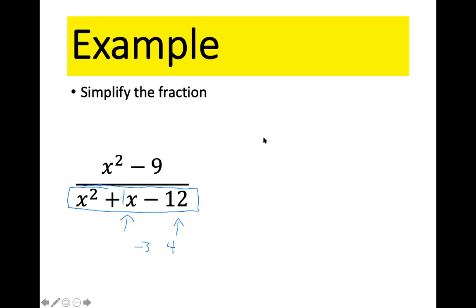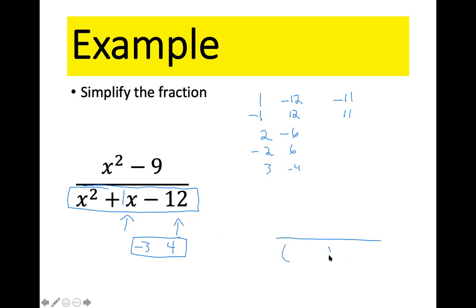If you can't figure this out, then you just go through all the possibilities. 1 times -12 is -12, that adds up to -11. Didn't work. -1 times +12 multiplies to -12, it adds up to 11. 2 times negative, you see what I'm doing? I'm just going through all the possibilities until we arrive at the one. None of these add up to +1. The one that adds up to +1 is this one. Okay? So -3, +4. So we're going to rewrite the denominator.